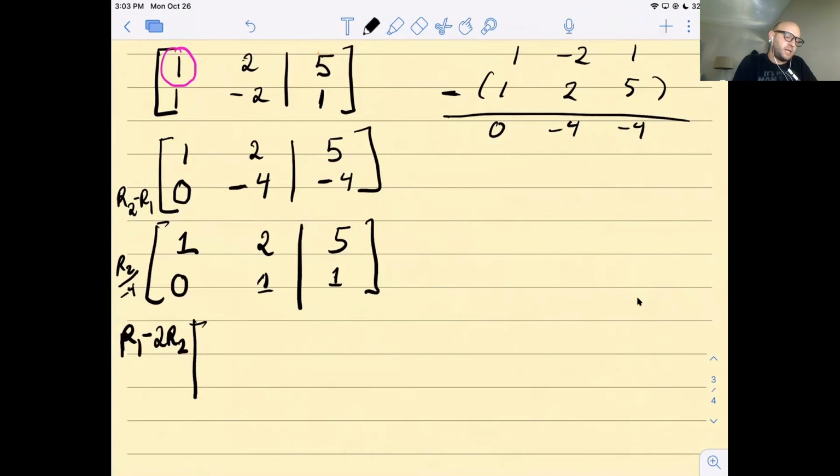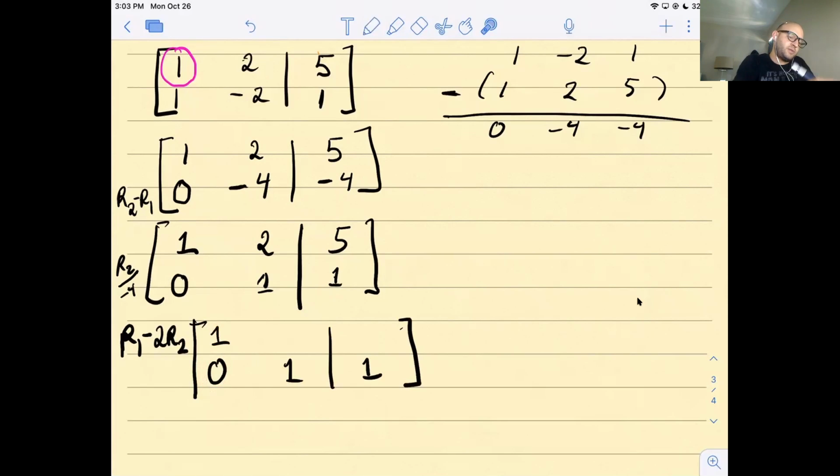So I'm going to keep R2 the same, 0, 1, 1. And now this is the part where I'm not going to write it down. I'm just going to do this in my head. I know this entry, 1 minus... I'm just doing the pattern. So it's going to be 1 minus 2 times 0. Well, that's just going to be 1. So I can write it in there.